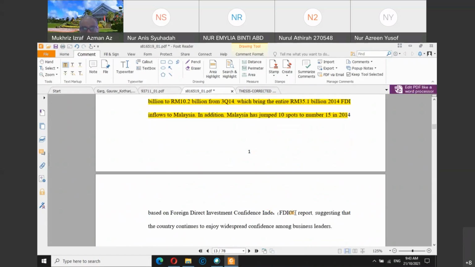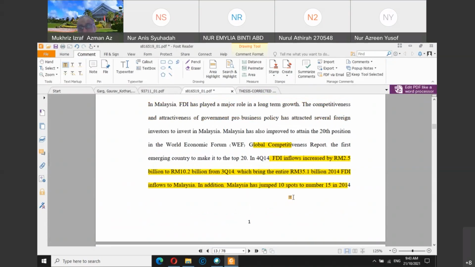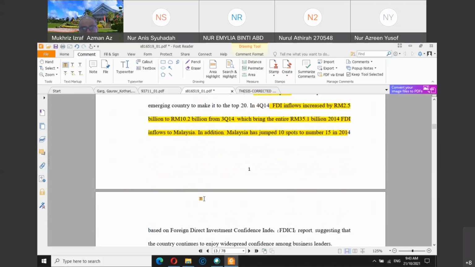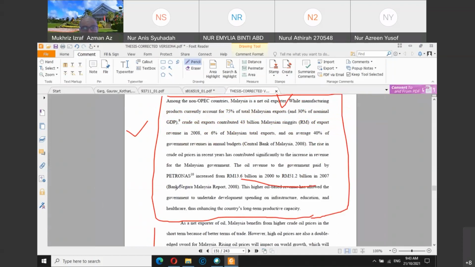So that is something that you need to bear in mind. The numbers you put do not come from air, meaning you don't simply create the numbers. This is something about academic writing that you need to remember: if you put numbers or statistics, make sure that you mention where the numbers come from. You can write it this way, or you can put it in brackets like what I showed here: Bank Negara Report 2008.